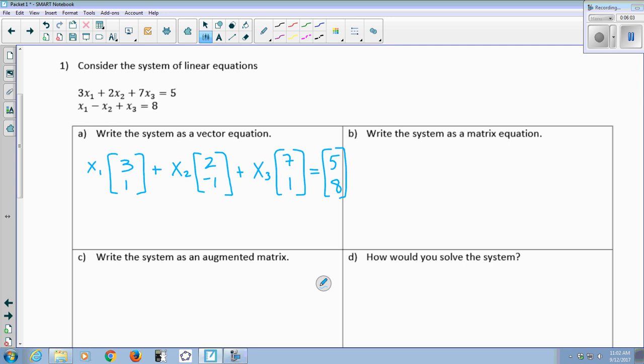So now if you read just the top entries, this says 3x1 plus 2x2 plus 7x3 equals 5, which is the first equation. And then if you read the second entries, this says x1 minus x2 plus x3 equals 8, which is the second equation.